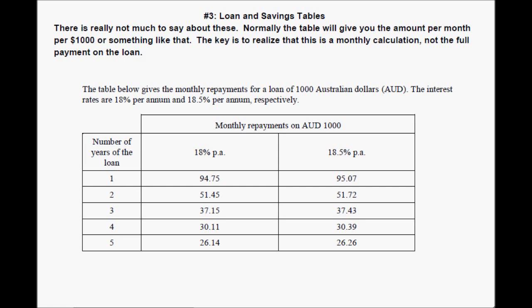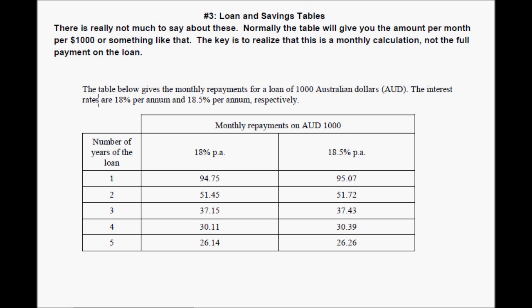Okay, the last topic here is loan and savings tables. Now this one's going to be real quick. There's really not much to say about these. Normally the table will give you the amount per month per $1,000, or in this case Australian dollars, or something like that. The key is to realize that this is a monthly calculation, not the full payment of the loan.